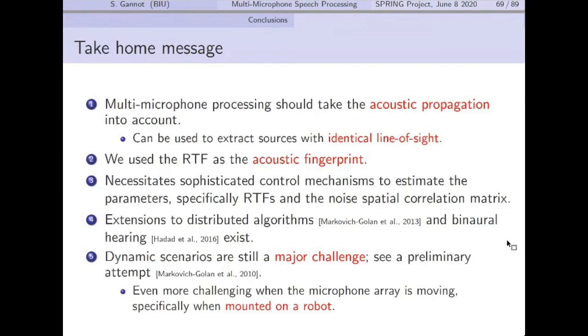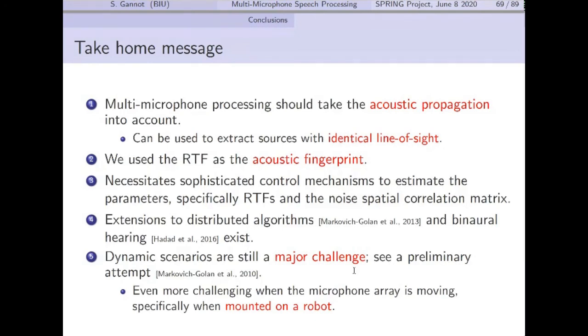There are some extensions which are less important now. Dynamic scenarios we already discussed. This is still a challenge. We have some method. This is the paper that I mentioned, which utilizes PAST-D in order to estimate the eigenvalue decomposition recursively in an LMS type of algorithm, or RLS. It depends on the specific implementation.